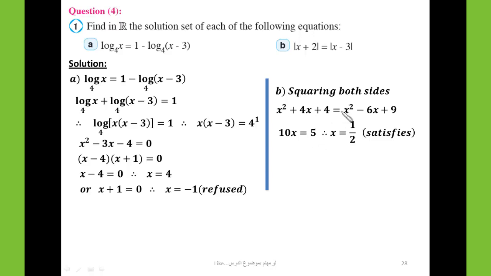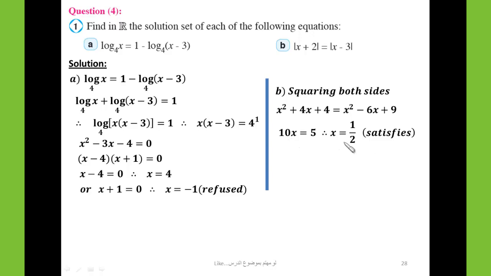x squared minus x squared equals 0, and 4x plus 6x equals 10x, and 9 minus 4 equals 5. So x equals 5 over 10, which equals half.